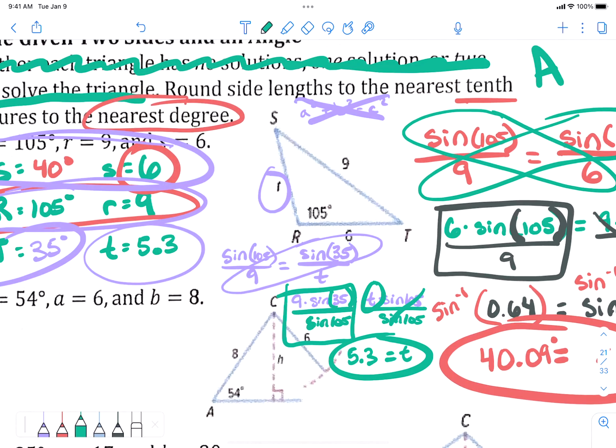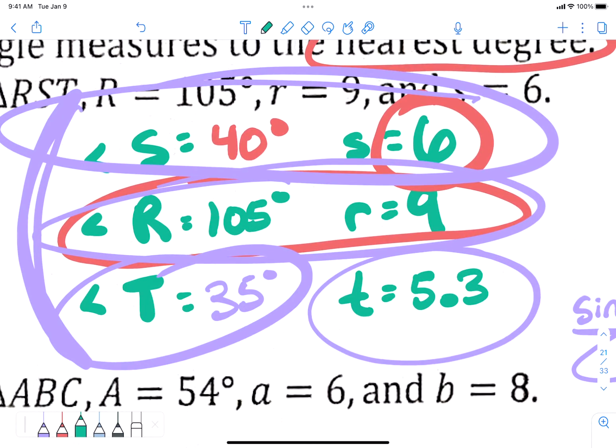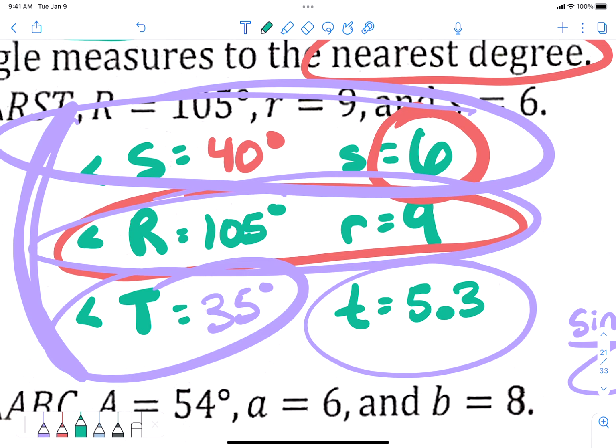Okay, one more thing. I didn't tell this to the first period class, but this is really good to note, right? Check this out. Check out our relationship. Which one's the biggest angle? Which one's the biggest side? R. Which one's the smallest angle? T. Which one's the smallest side? That should always be the case, right?